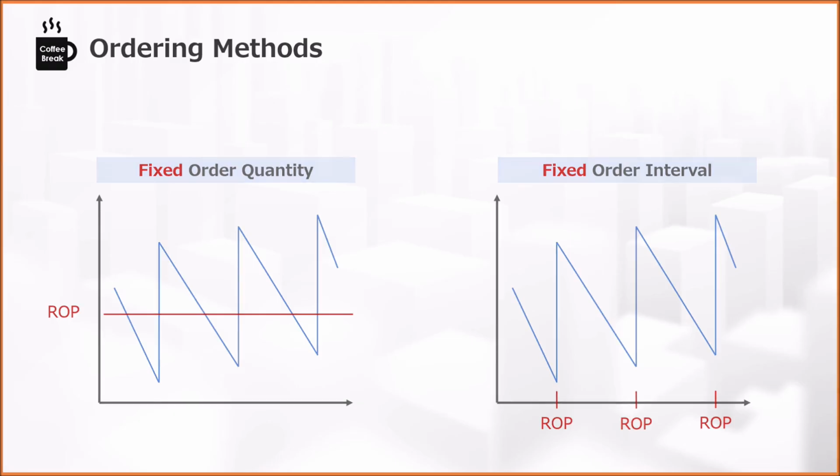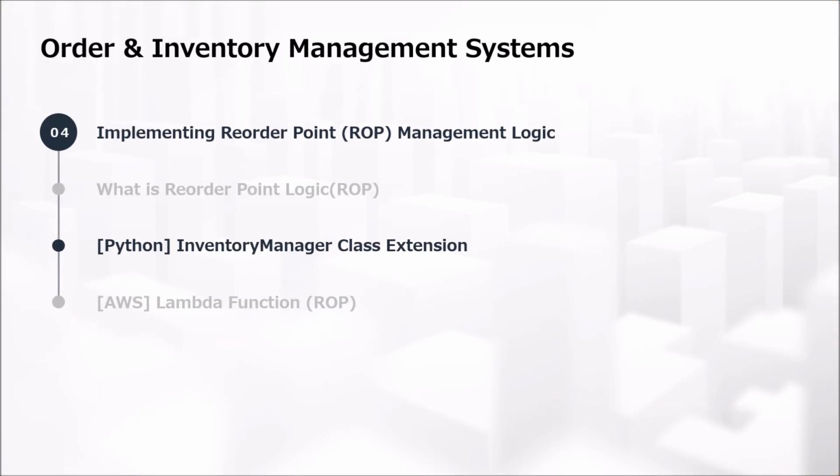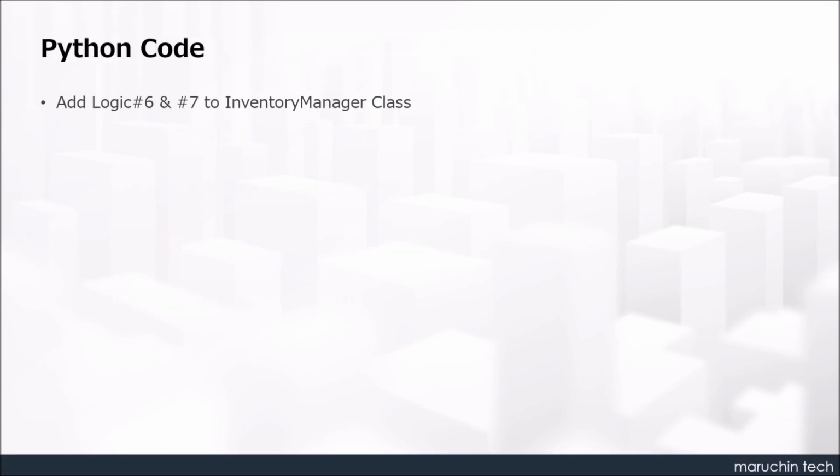Next, just as we have done before, we will add the reorder point and the safety stock logic we just explained to our Python code. We will finalize the Inventory Manager class by adding the last remaining features, logic 6 and 7, to the code we built in the previous sessions.